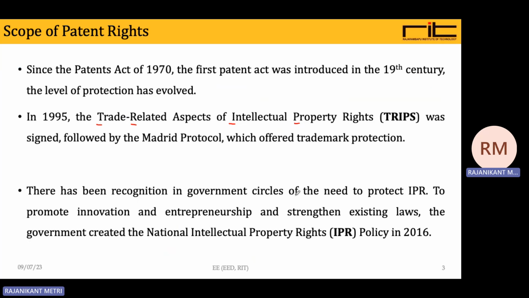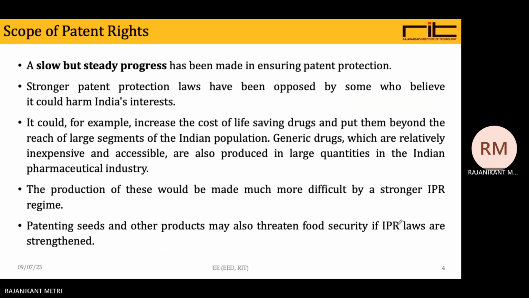There has been recognition in government circles of the need to protect IPR. To promote innovation and entrepreneurship and strengthen the existing laws, the government created the National Intellectual Property Rights Policy in 2016. And slow but steady progress has been made in ensuring patent protection in India.